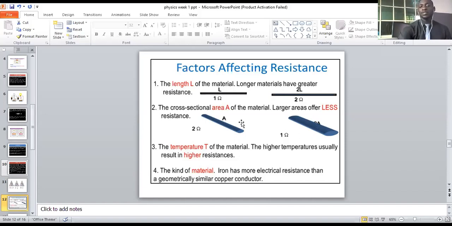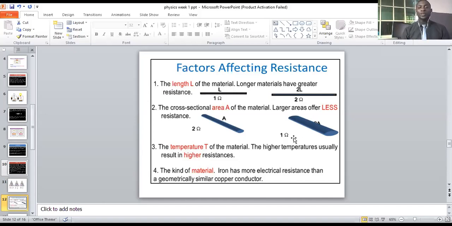Look at here, A is 1A, and the resistance here is 2 ohms. Here, A is 2A, and the resistance here is 1 ohm. That is, an increase in cross-sectional area brings about a decrease in the resistance. So it is inversely proportional to the cross-sectional area.